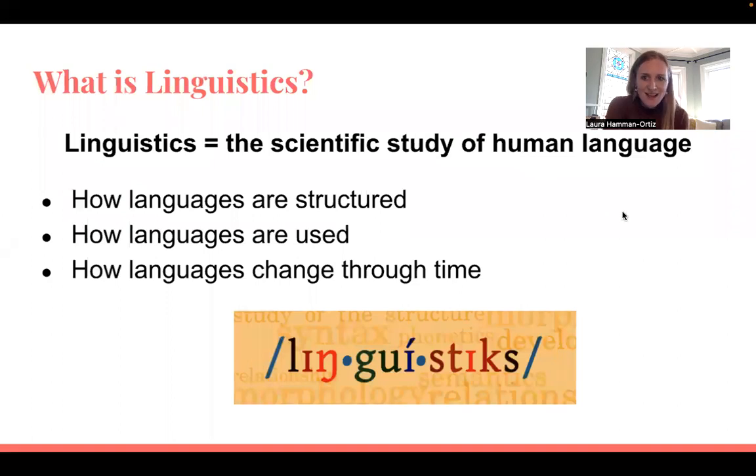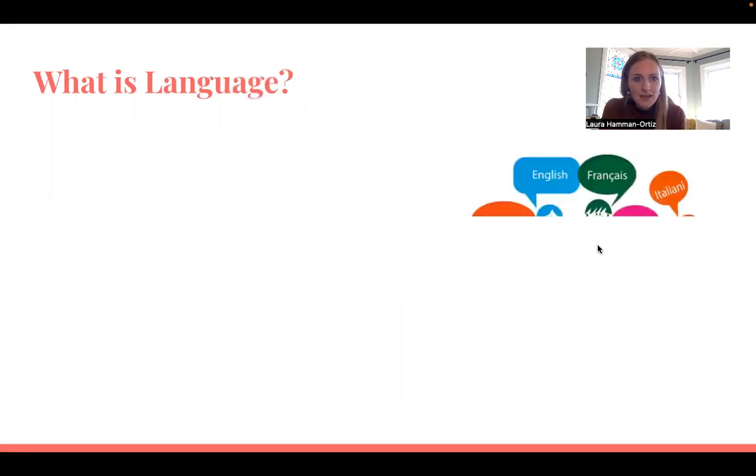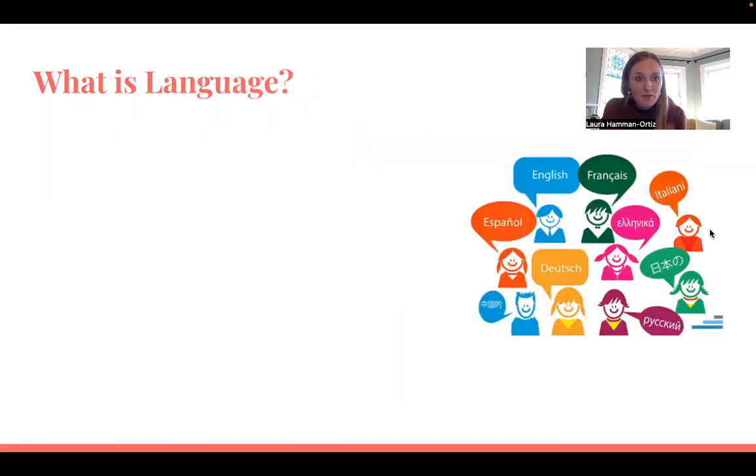So linguistics is, simply defined, the scientific study of human language. Linguists are interested in a range of different questions related to language, including how languages are structured, how languages are used, and how languages change through time. And the field of linguistics has often thought about this question, what is language? The chapter that you read for today answered this in a few different ways. I want to build upon that by sharing a few things for you to keep in mind as you read about the different ways to think about language that we can learn about through the lens of linguistics.